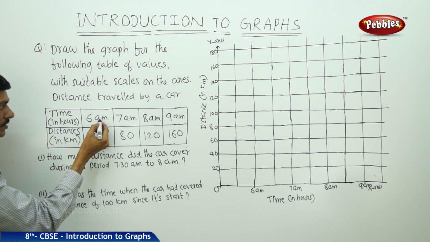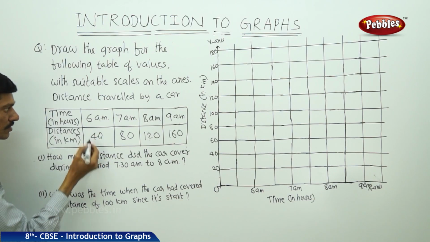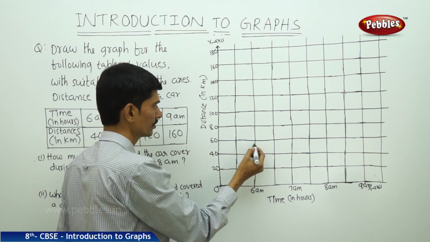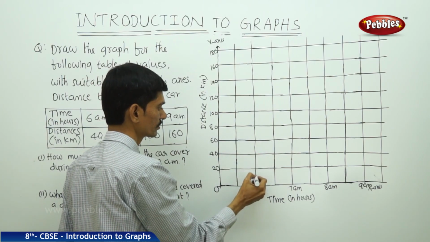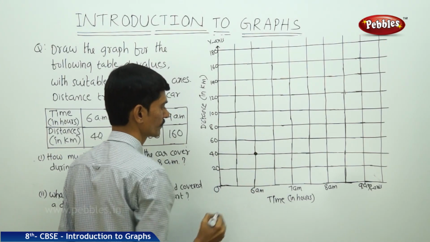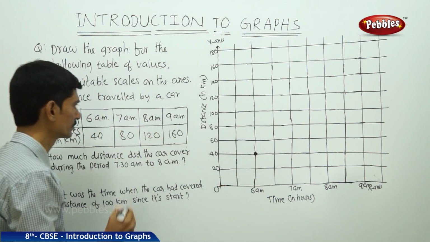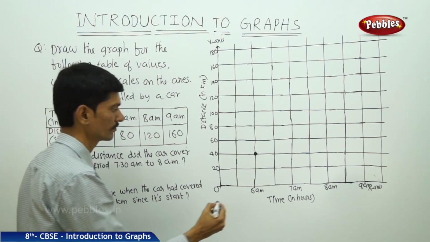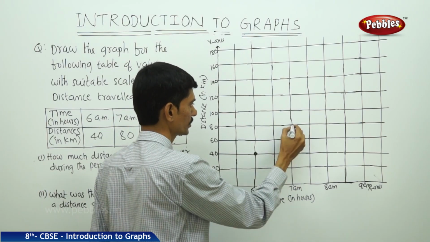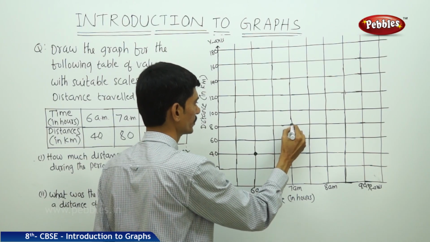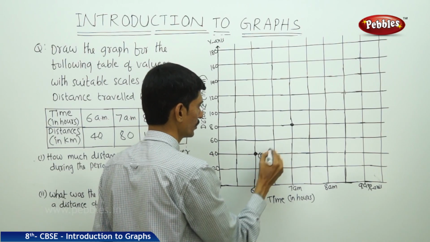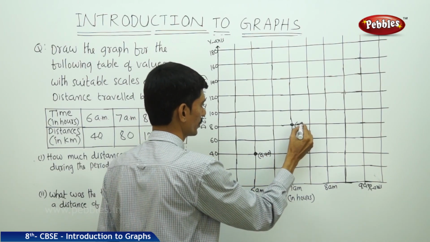Now we will plot the points. At 6 am the distance covered is 40 kilometers. So we locate the point 6, 40. So this is the point 6, 40. The next point is 7, 80. 7 and 80. These two lines intersect at this point. So this is the point 7, 80.